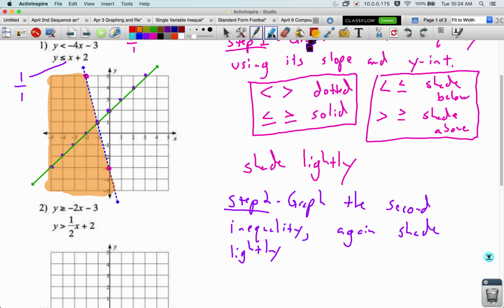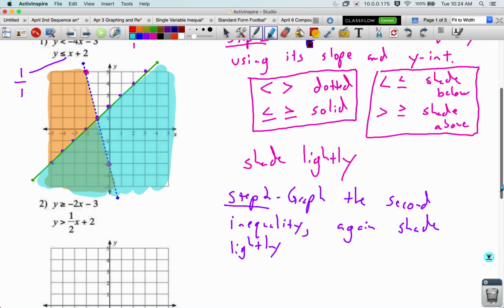I now need to shade. This is a less than, so I need to shade below this. I'll shade a different light color, like this light blue. And as I'm shading below that solid green line, let's see, one of those regions got a little bit darker, where I had some overlap.